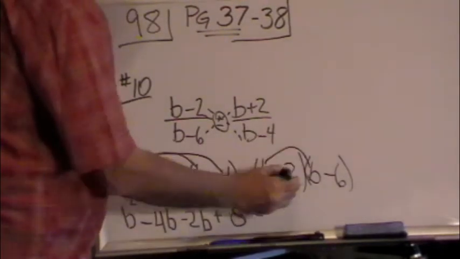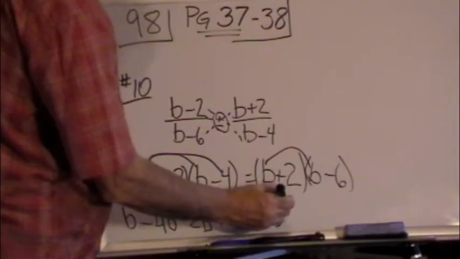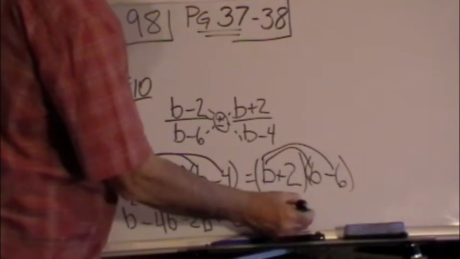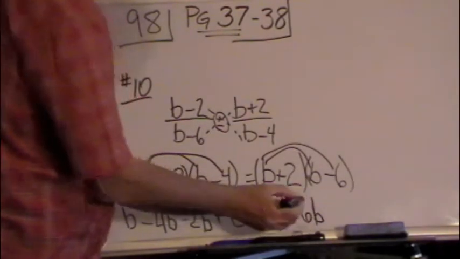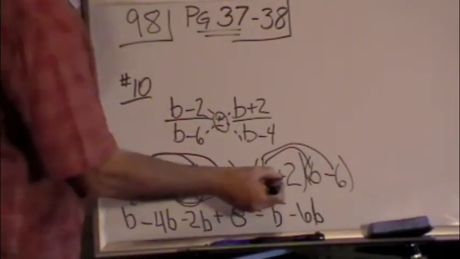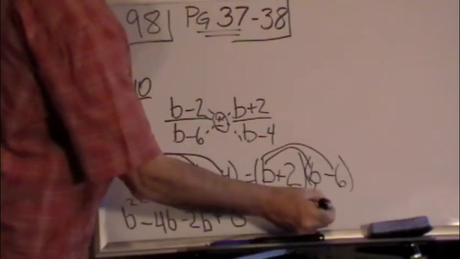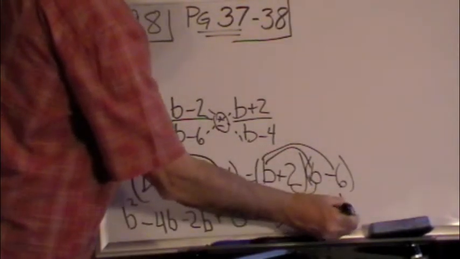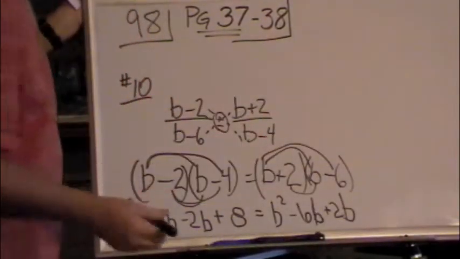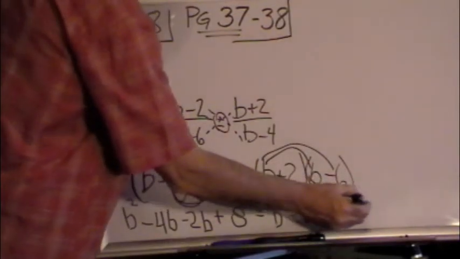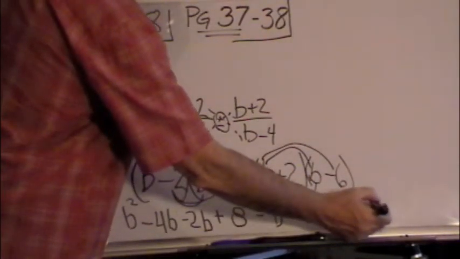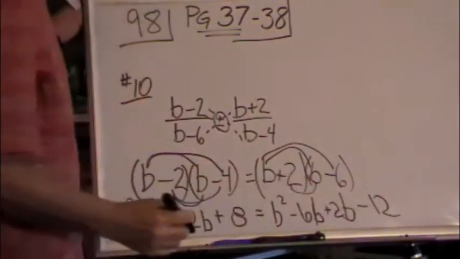What's this times this? It's B squared. And B times a minus 6 is a minus 6B. Now I'm getting a little tight on room. You're going to have to work with me here, okay? Now the 2. Plus 2 times B is plus 2B. And plus 2 times the negative 6. Plus times negative is negative. So it's minus 12.